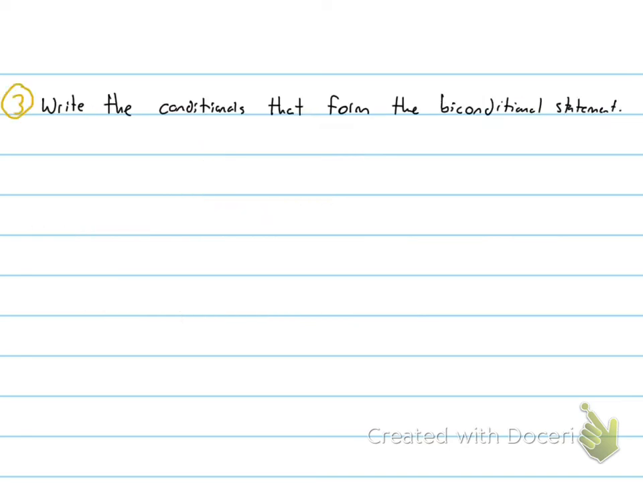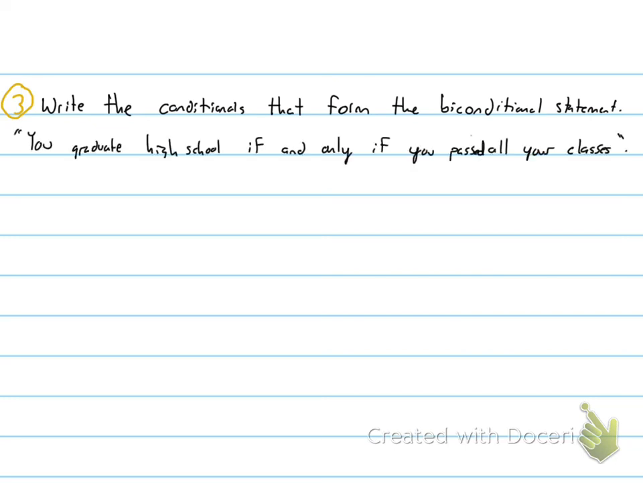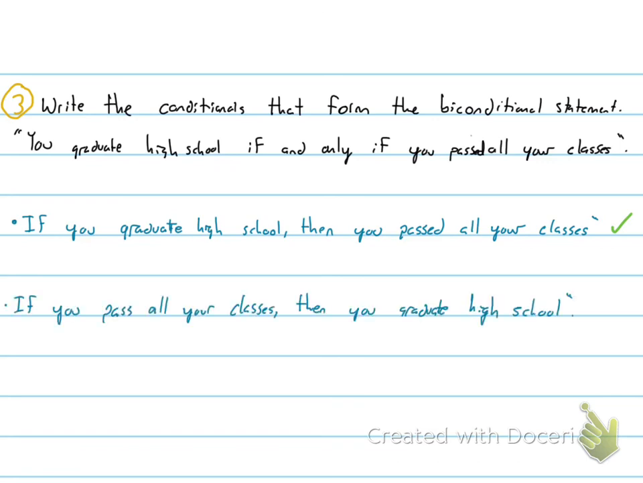Finally, in our last example, let's write the conditionals that come from a biconditional statement. The example that we have, you graduate high school if and only if you passed all of your classes. The two conditionals that make that up is, if you graduate high school, then you passed all your classes. That's a true statement. And the reverse, if you passed all your classes, then you graduate high school, is also a true statement. And that's kind of how we can see a biconditional is made up of a conditional going forwards and backwards. And that's it.